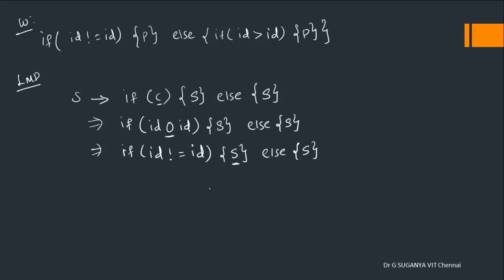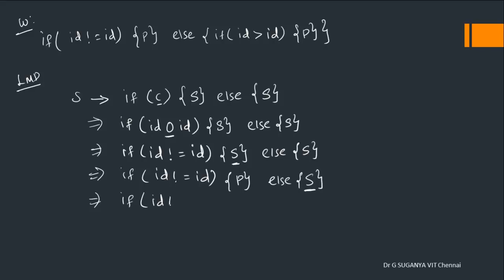Now the next non-terminal is S. We are in need of P. P refers to a print statement. So id not equal to id, this will be P, else S. Finally, we are left with only one non-terminal. Again, if you see, this is a simple if statement without else. So all things will remain as they are, only that S will get expanded to if of condition statement.